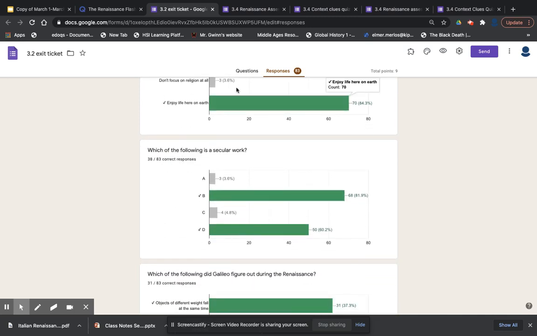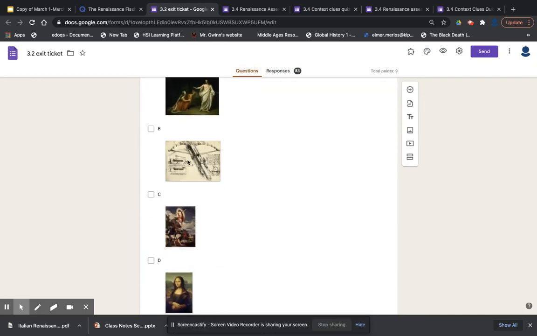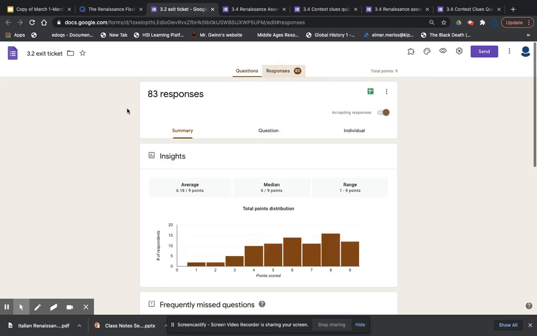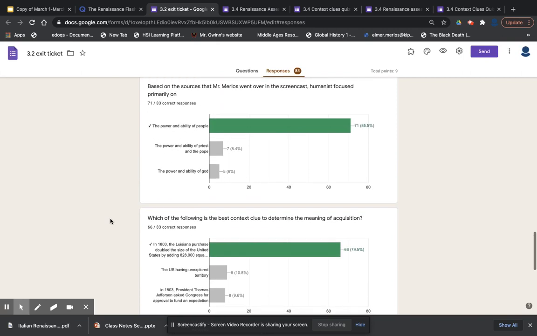Which of the following is secular? Now, secular means not religious. So this is not religious, and D is not religious. This is an invention by Da Vinci, and this is the Mona Lisa. She is not a god. She has nothing to do with religion. So those are two secular pieces.